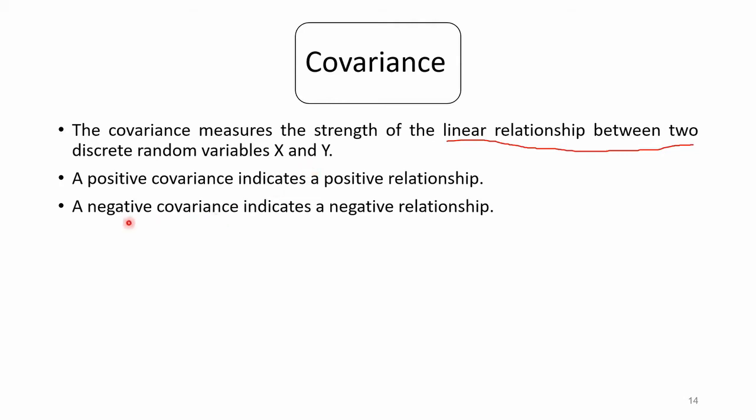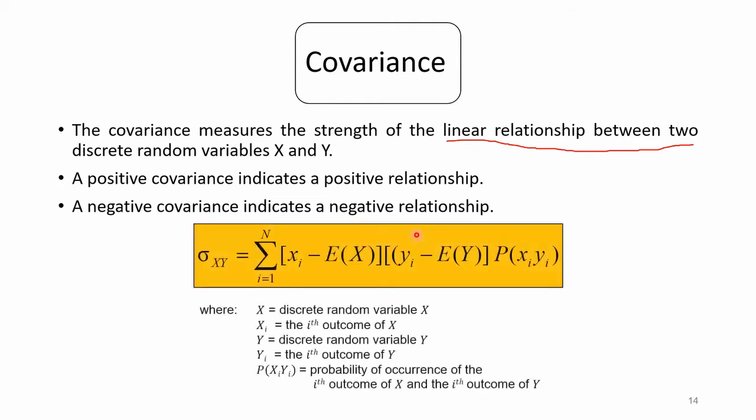But if you get a negative answer, a negative covariance means a negative relationship. If x is increasing, y is decreasing. If x is decreasing, y is increasing. So there's a negative relationship. So that is given by this particular equation. The covariance of x and y is given by the data point pertaining to x minus the expected value of the discrete random variable times the data point pertaining to y minus the expected value of capital Y times the probability of xi and yi.